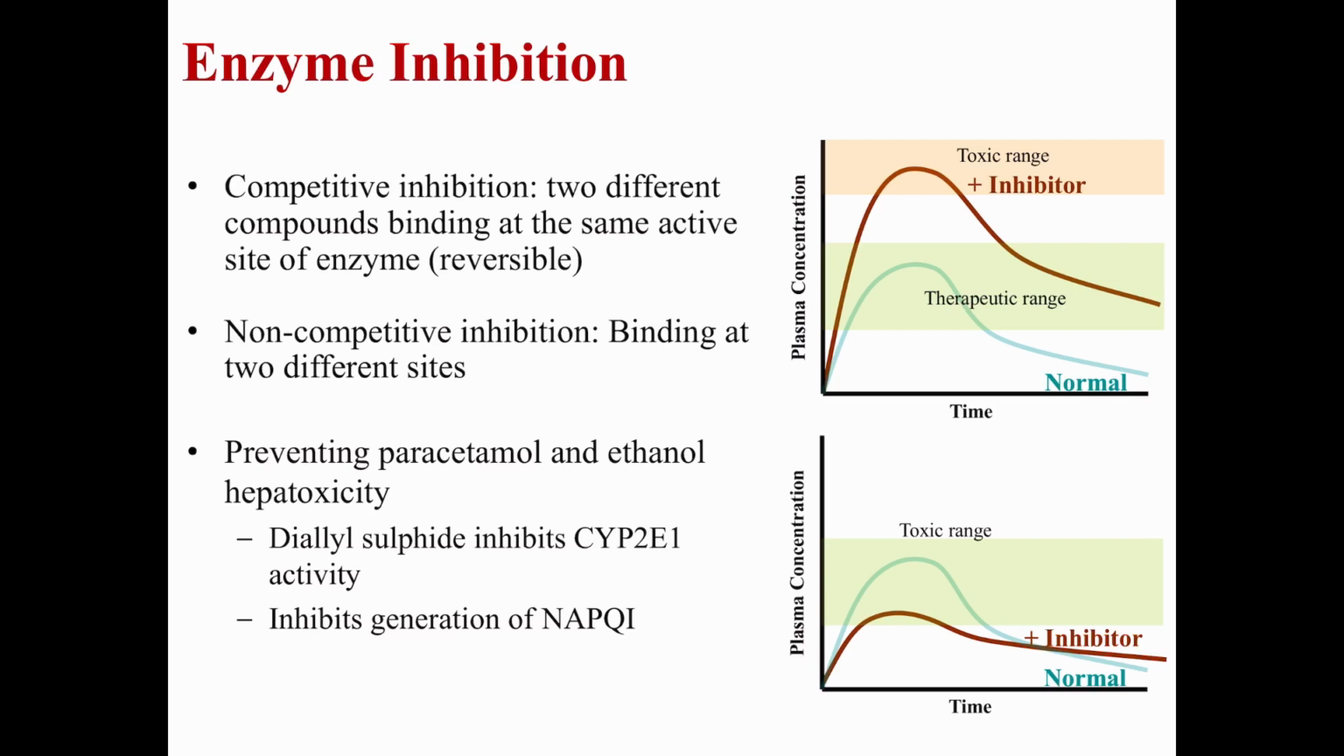Competitive inhibition happens when 2 different compounds are binding at the same active site of the enzyme reversibly. Non-competitive inhibition can occur when there is binding at 2 different sites. This can be an important concept in preventing paracetamol and ethanol hepatotoxicity. For example, diallyl sulfide inhibits cytochrome P450 2E1 activity, which means it inhibits the generation of NAPQI, which, as we saw in the last lecture, gets generated during paracetamol metabolism and is a toxic metabolite.